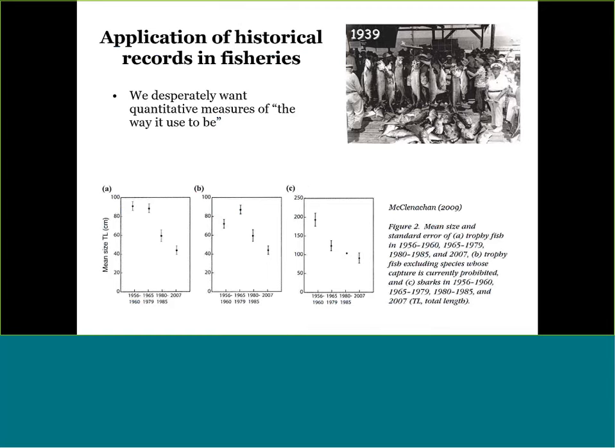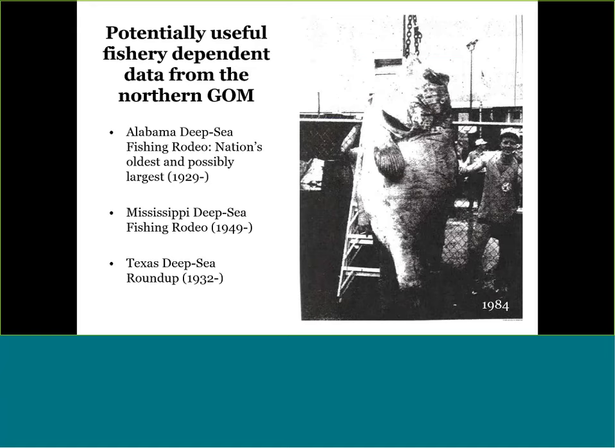And so on the lower left, you're seeing some data that were extracted from newspapers. Just pictures in newspapers where somebody looked at pictures from the 50s and 60s and up until the early 2000s. And they looked at the mean size of fishes in those pictures. And they saw a decrease in the size of the fish. And that's of concern, in terms of, yeah, we're losing some of the biggest individuals from the system.